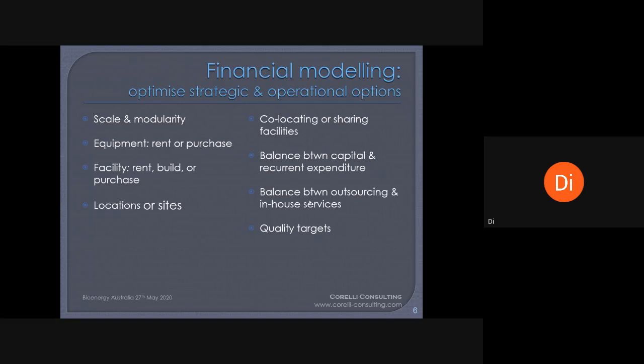The balance that the developer achieves between capital expenditure and recurrent expenditure, for example, whether to rent or purchase equipment. So testing the sensitivity of the project financials to these scenarios may be good for the project developer to explore.